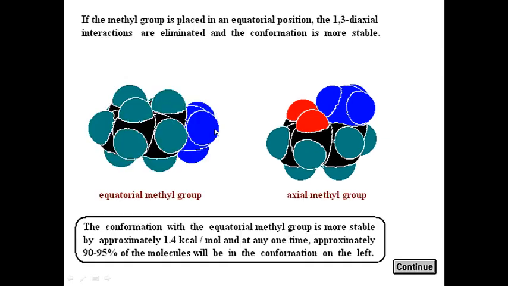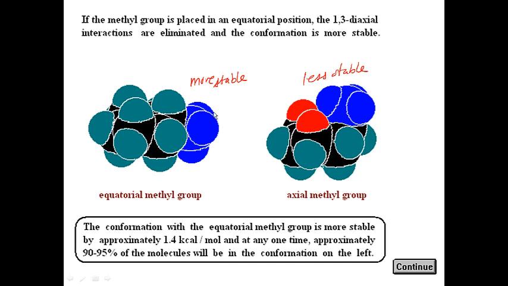So here's the methyl group being equatorial. In this case, there's no diaxial interactions, but there are diaxial interactions when it's axial, and so therefore this is going to be the less stable conformation, whereas putting it equatorial, you're going to have the more stable of the conformations. And the bigger the group, the more unstable it is to put that large group axial.